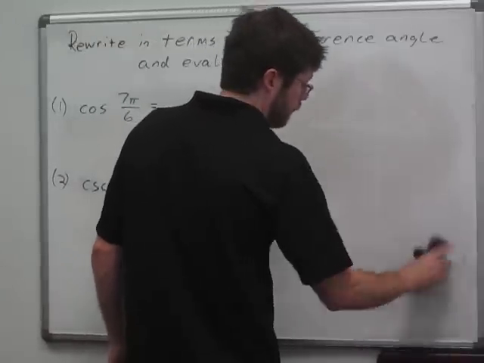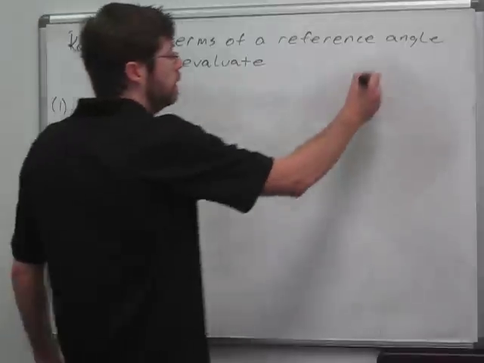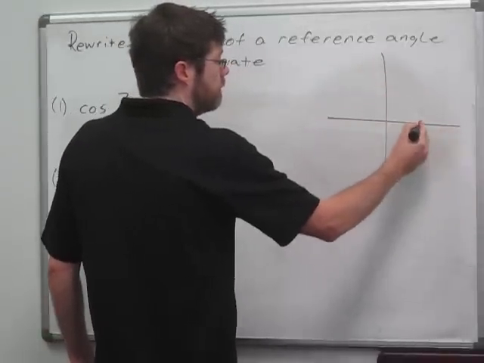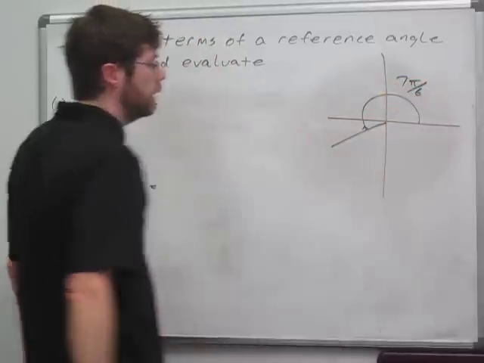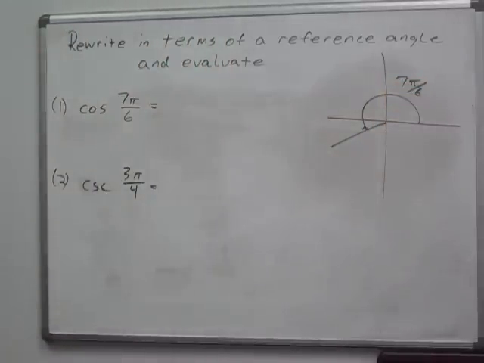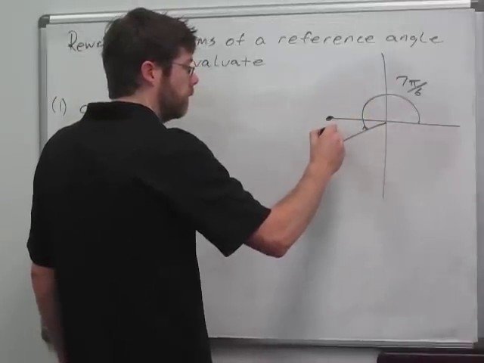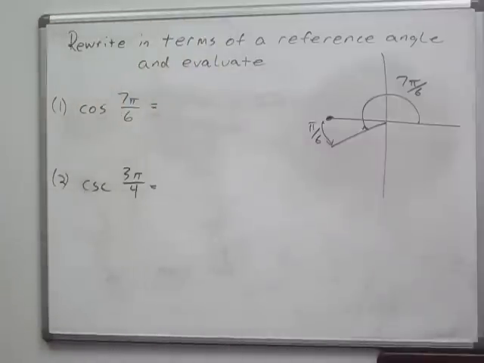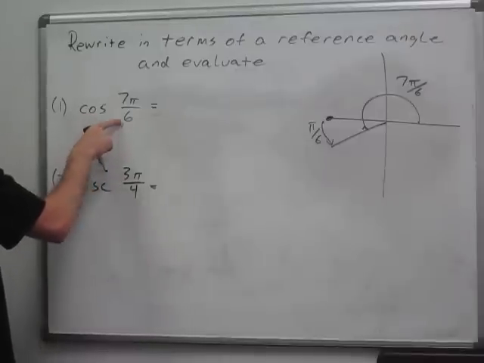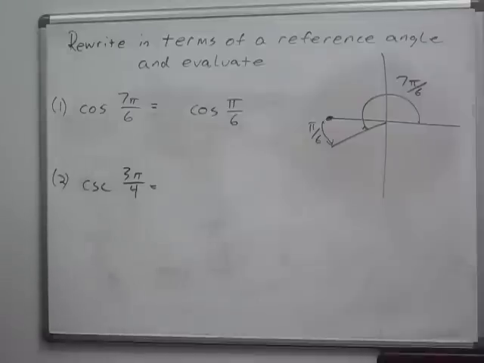So let's work the first problem where we want to evaluate cosine of 7 pi over 6. 7 pi over 6 is a rotation that lands in the third quadrant. It takes pi radians to get to this point, so this reference angle here is pi over 6. So what this problem wants us to do is evaluate cosine of 7 pi over 6 in terms of the cosine of pi over 6.